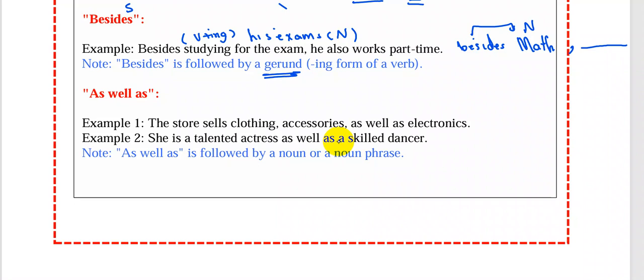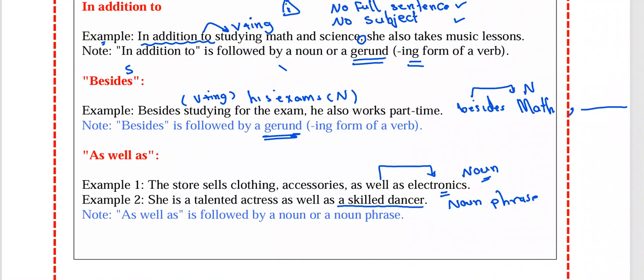Examples here: the store sells clothing, accessories, as well as electronics. So as well as is followed by electronics, which here is a noun. Example 2, she is a talented actress as well as a skilled dancer. Skilled dancer is a noun phrase. So as you notice here, as well as is not followed by a sentence.